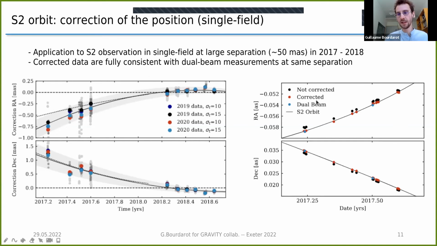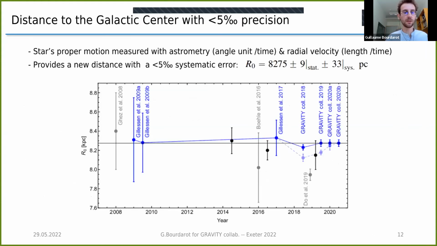What is nice is that applying this correction also provides very consistent results with the dual beam measurements for one given point that you can see here, which shows that this is working very well. The main science application of this measurement was in refining the measurement of the distance to the galactic center with a 5 times 10⁻⁴ precision.